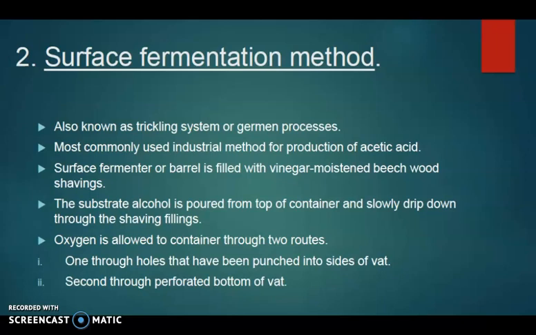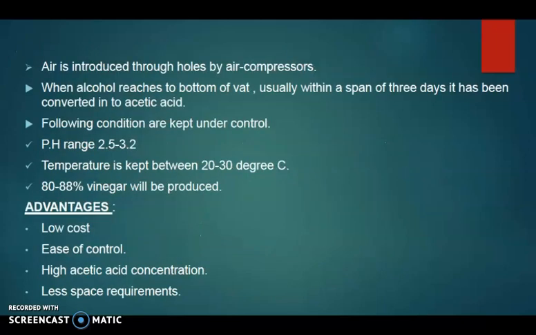Oxygen is allowed into the container through two routes. One through holes that have been punched into the sides of the vat. Second through the perforated bottom of the vat. Air is introduced through holes by air compressors. When alcohol reaches the bottom of the vat, usually within a span of 3 days, it has been converted into acetic acid. The pH range is between 2.5 to 3.2 and the temperature is kept between 20 to 30 degrees Celsius.